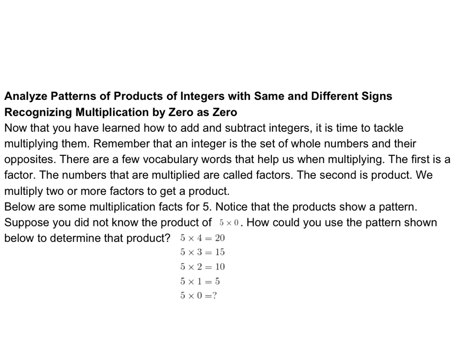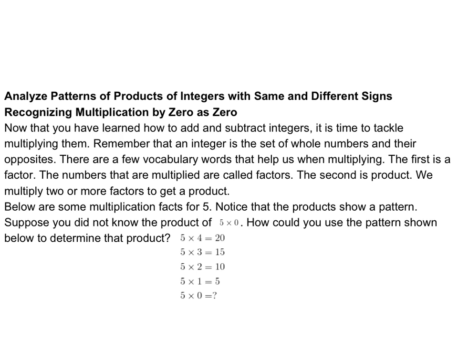There are a few vocab words that can help us when multiplying. The first is a factor. The numbers that are multiplied are called factors. The second is product. We multiply two or more factors to get a product. Below are some multiplication facts for 5. Notice that the products show a pattern.